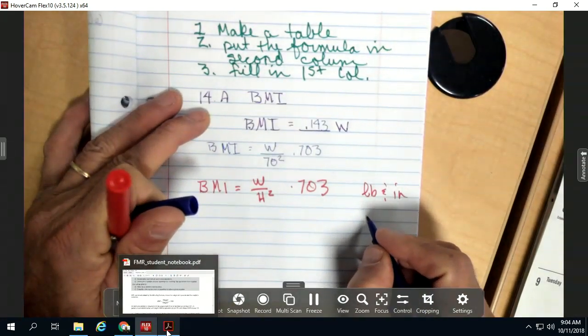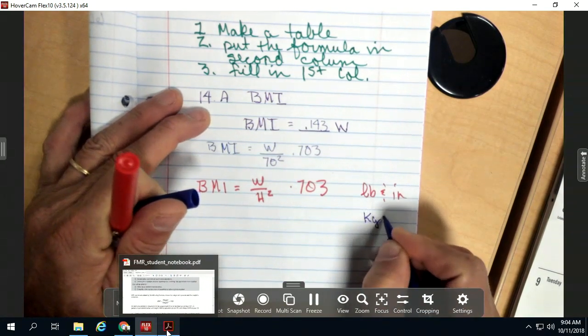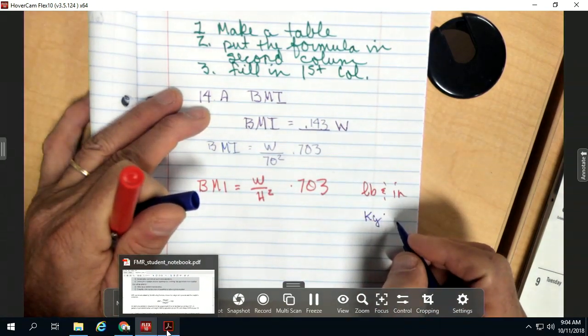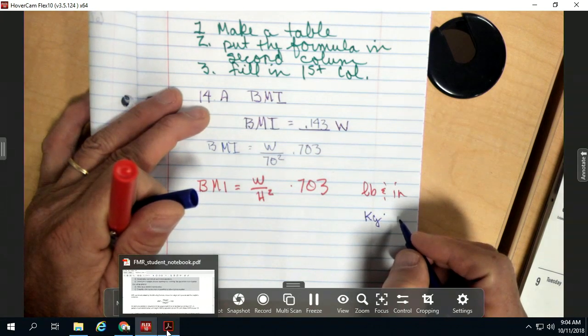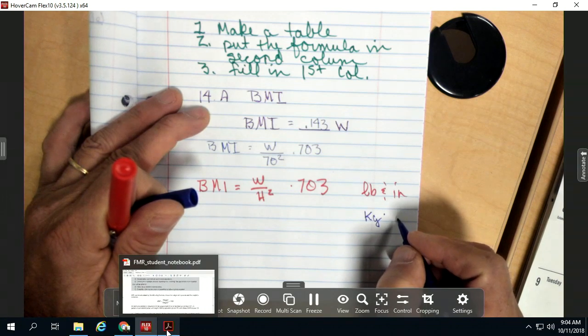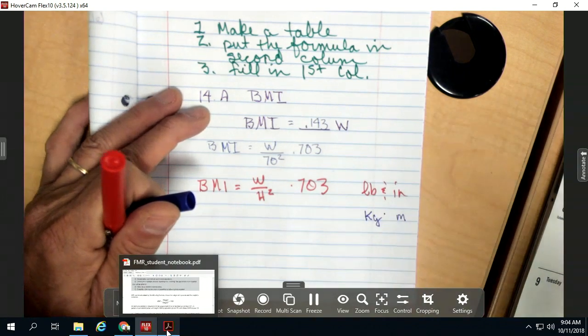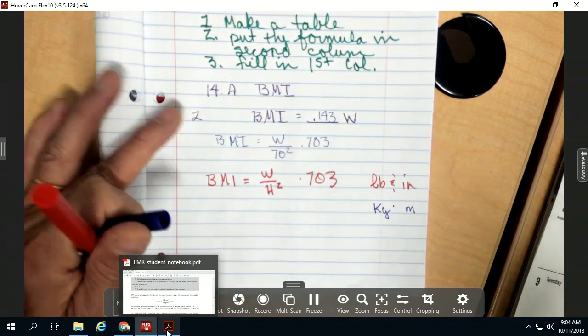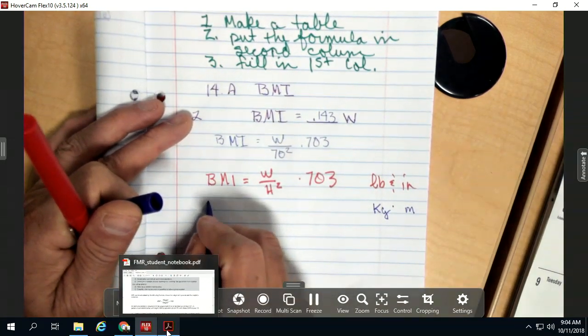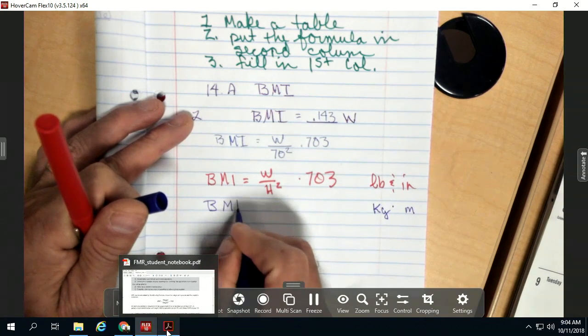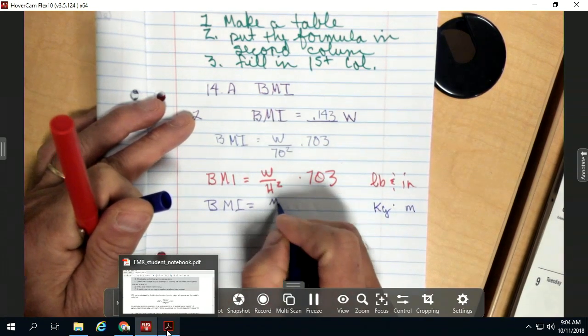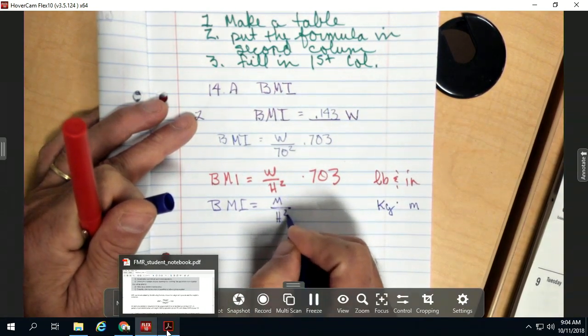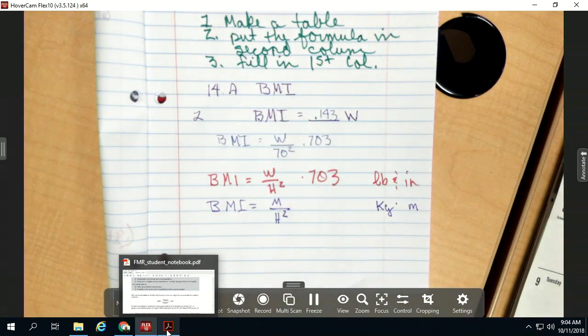The actual BMI formula is written for kilograms and meters. Well, let me think. Yeah, I'm going to say meters. It might be centimeters. I don't recall exactly. But in that formula, it's just BMI equals mass over height squared. Do you understand the difference between weight and mass?